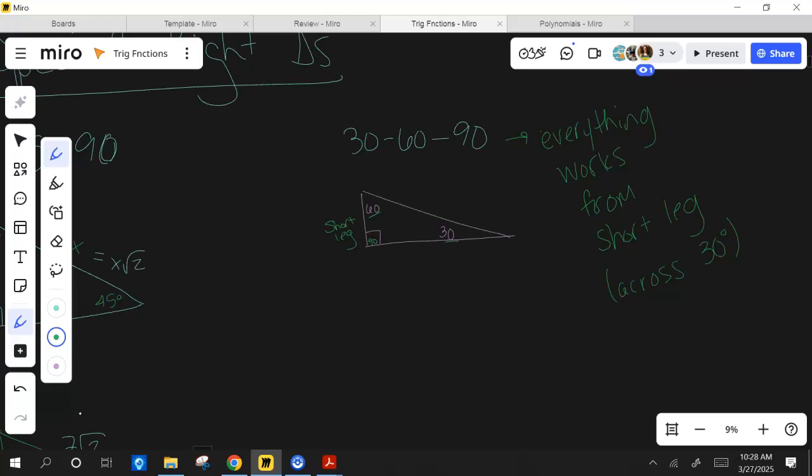So the short leg, I'm going to call that X. I'm going to give it a variable. Now, from the short leg, you take that value and you multiply it by the square root of 3 to get the long leg. So X times the square root of 3 gives me the long leg. Again, back to the short leg. If I double that short leg, I get the hypotenuse. If you start with the short leg, it's really easy. But if you start with something else, it gets a little bit harder. So let me show you what happens. I'm going to show you one of each scenario, okay?